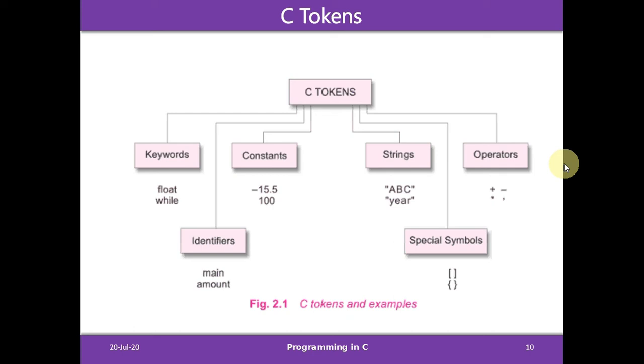Operators are the special characters that we've discussed earlier: the plus, minus, multiplication, comma, dot, and all these are operators. That is what we will be discussing later. Special symbols like square brackets are used for arrays, and curly brackets are used for block setup. If you need to specify a certain block, you need to open and close the curly brace. Similarly, for the beginning and ending of a function, you need to specify curly braces. You need to specify parentheses after function names. So all these are special symbols, and these are all the C tokens and examples.